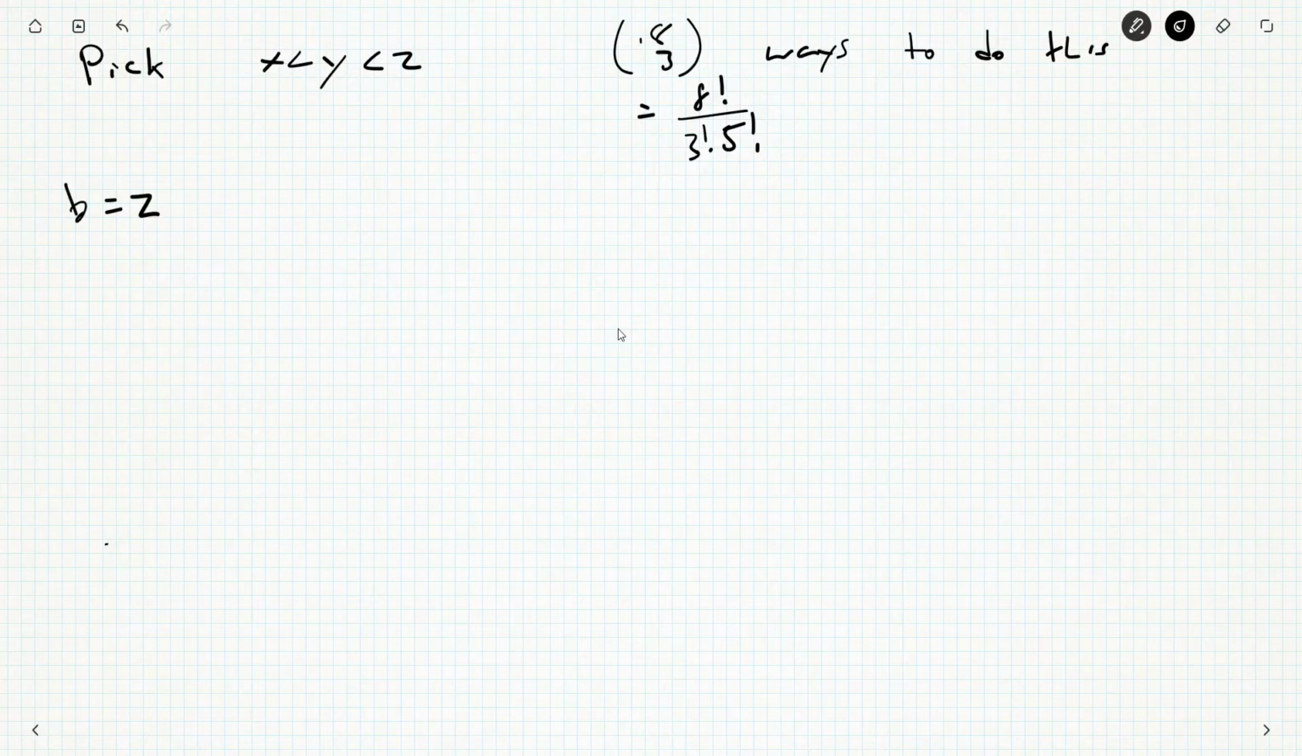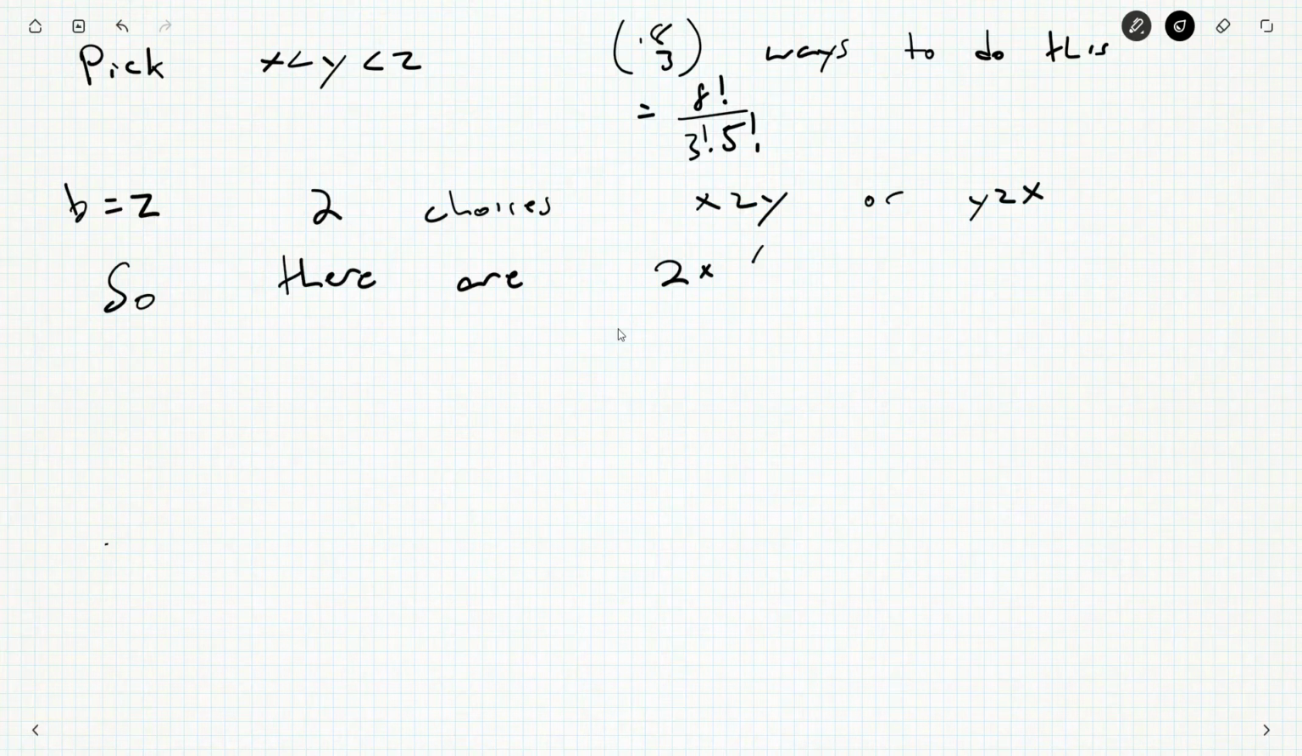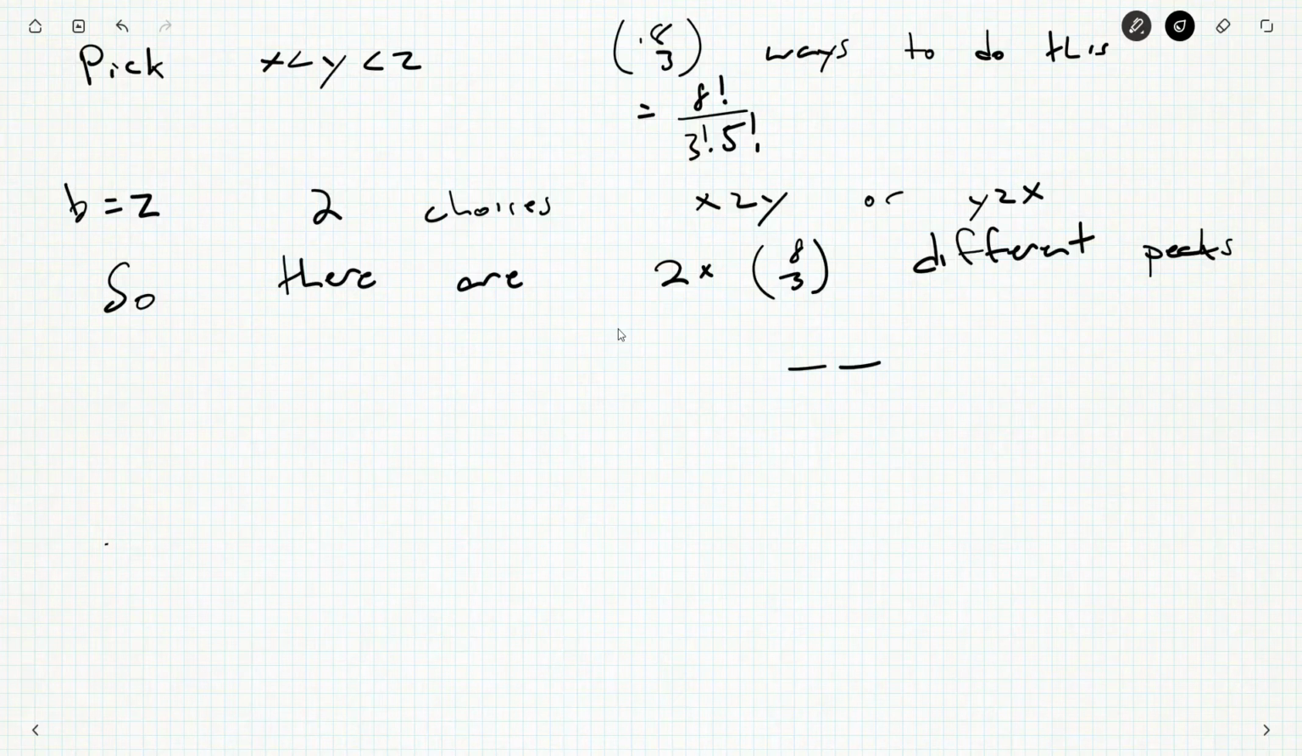B has to be Z, or Z has to go B. It's got to be the big one in the peak. And then we've got 2 choices, either XZY or YZX. So there are 2 times 8 choose 3 different peaks, each one appearing in 6 factorial arrangements. Okay, and yeah, they can overlap, and you can have, you know, the 2, 3, 1 peak here, and you can have the 1, 5, 4 peak, and they can overlap. Doesn't matter. We're still counting the number of peaks, and this gets around any inclusion-exclusion stuff.